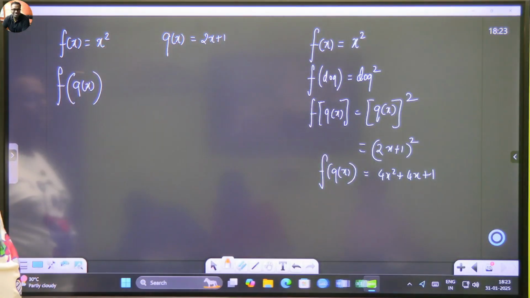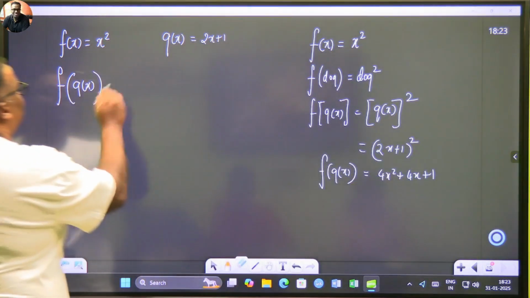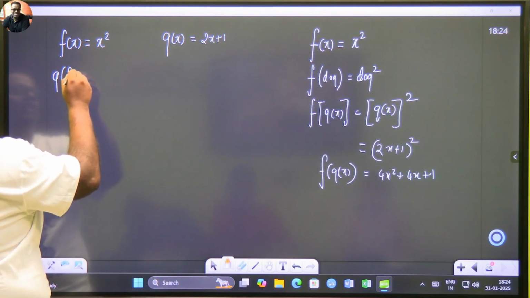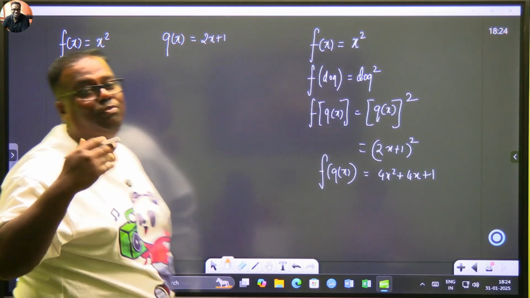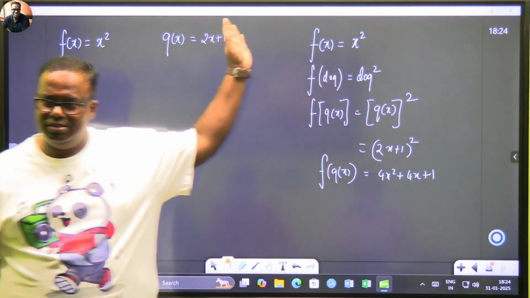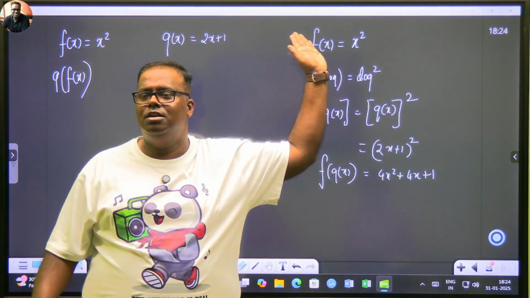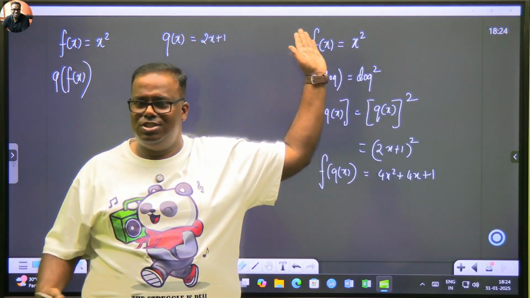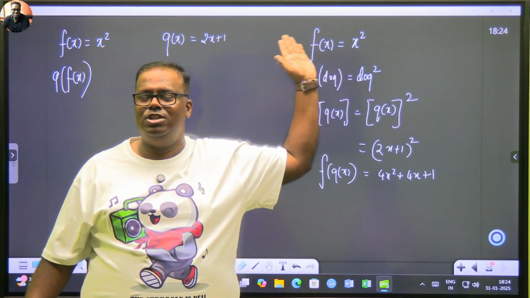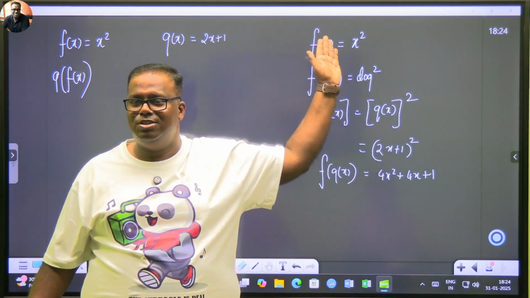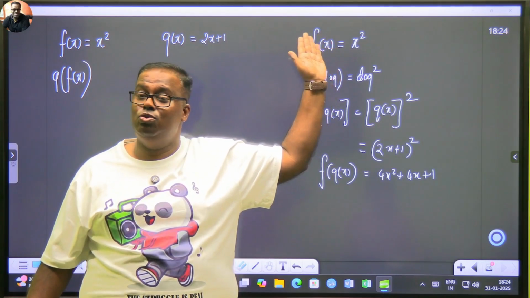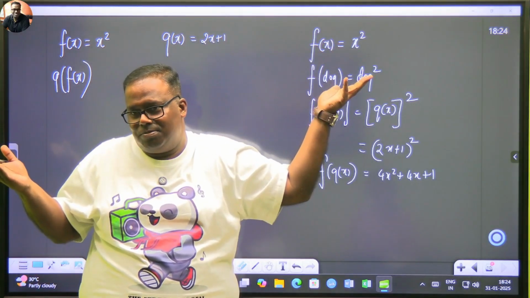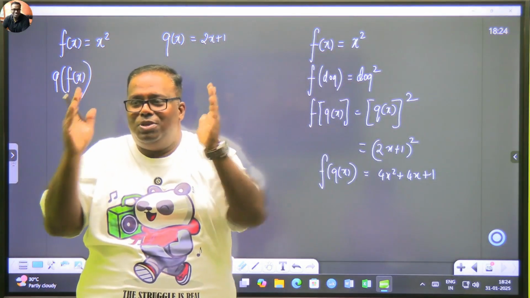Understood? Somebody now tells me, sir, can your dog formula fit in this one? G of f of x. G of f of x. What is g of x? Look at the board. What is g of x? What is g of cow? What is g of Dhruv? What is g of f of x? 2 of f of x plus 1. Whatever is inside g is what goes here.